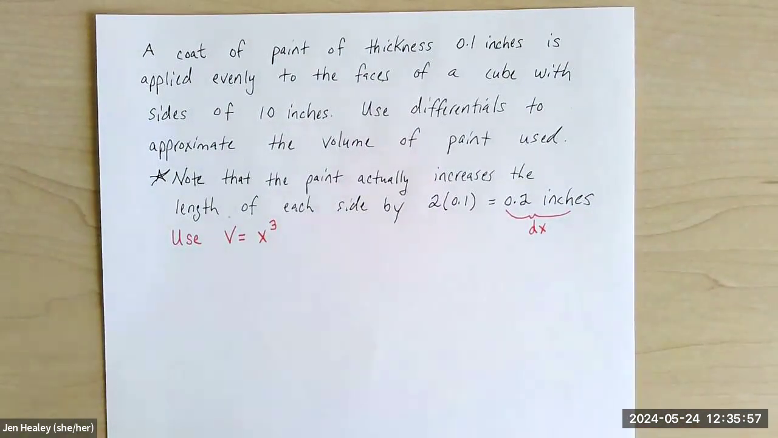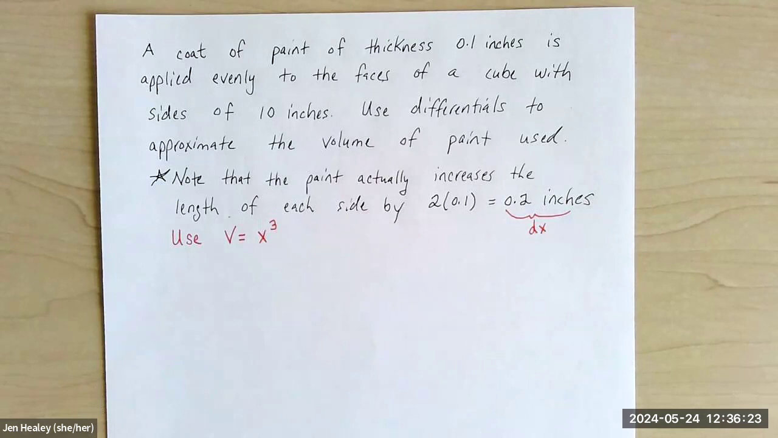A coat of paint of thickness 0.1 inches is applied evenly to the faces of a cube. So think of a Rubik's Cube or a big dice. Sides are 10 inches on each of those faces of the cube. Use differentials to approximate the volume of paint used.